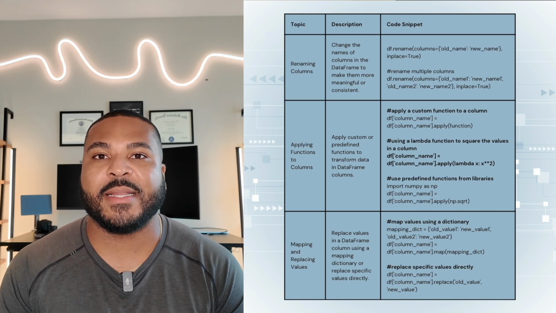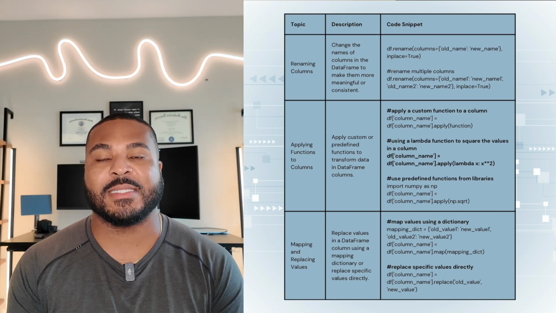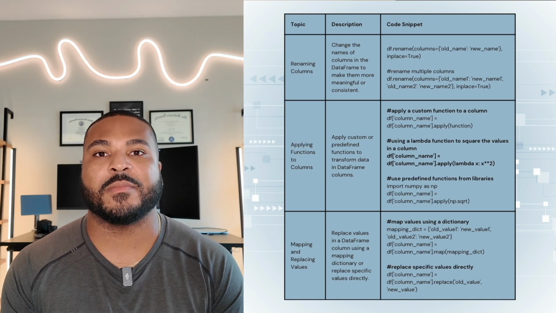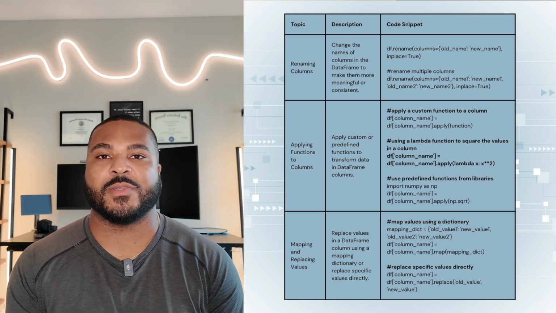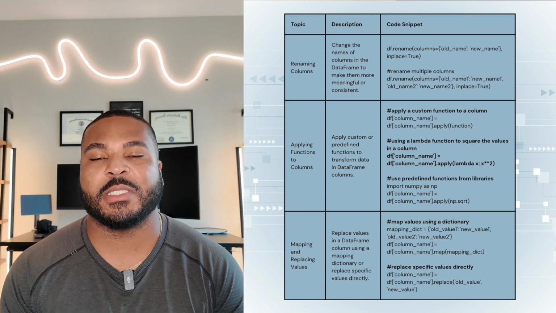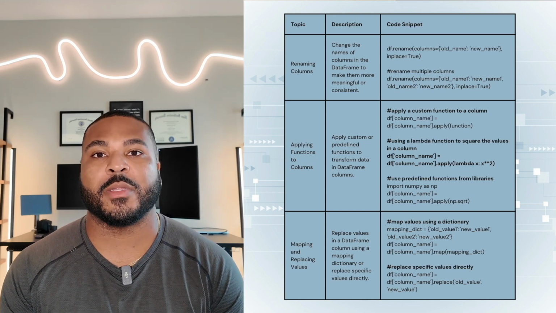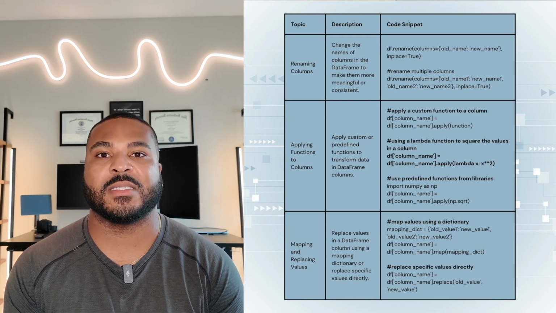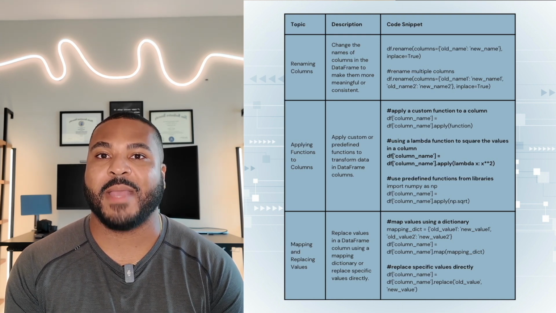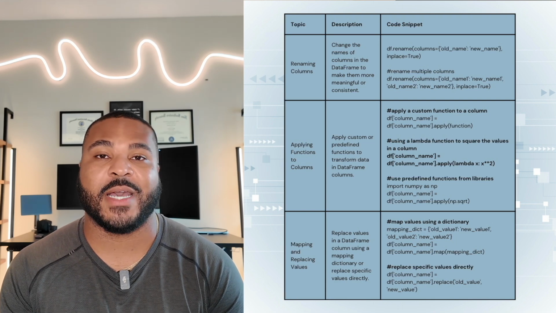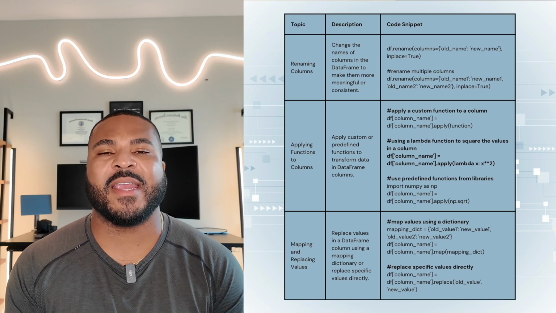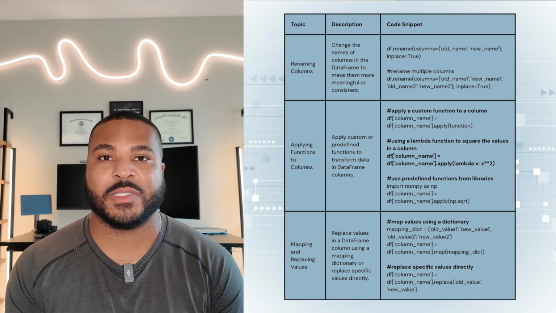You can transform the data in a data frame column by applying custom or predefined functions. This is done using the apply method. Mapping and replacing values are useful when you need to change specific values in a data frame column. You can use the map method with a dictionary to replace values based on a mapping, or the replace method to directly replace specific values. These methods allow you to efficiently transform your data, making it more suitable for analysis and visualization.